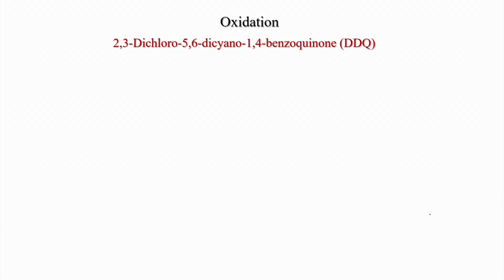Now, we will discuss DDQ. Its full name is 2,3-dichloro-5,6-dicyano-1,4-benzoquinone. So, on one side 2 chlorine groups are there and on another side 2 nitrile or cyano groups are present. So, it is called 2,3-dichloro-5,6-dicyano-1,4-parabenzoquinone or benzoquinone. This is also commercially available.